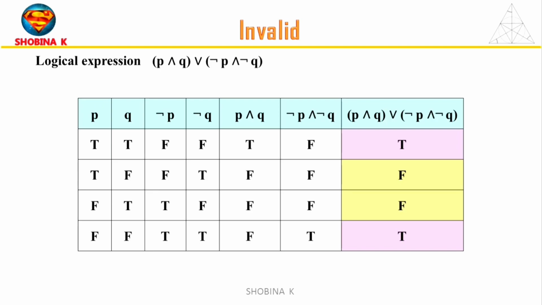And you can see the result of the compound proposition in the last column, in which we have true in the first and fourth rows, but not always true, making it invalid. A compound proposition will be known as an invalid proposition if and only if this proposition is not a tautology. In the truth table of an invalid proposition, the last column either has only false or both true and false.